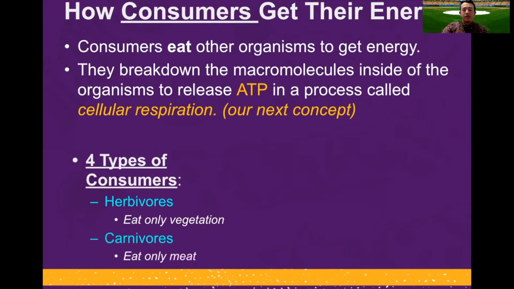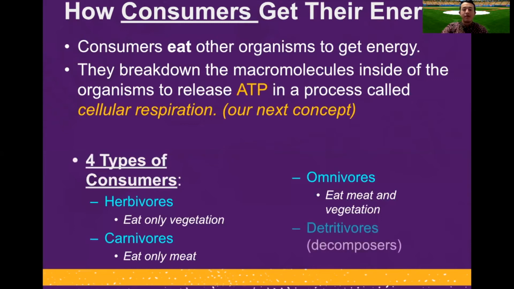We got our carnivores. They only eat meat. Our omnivores are those overall eaters. They're not picky. They will eat meat and vegetation. And our detritivores, those decomposers, that fungi. When things die, the bacteria that's going to go eat them and start the cycle all over again.